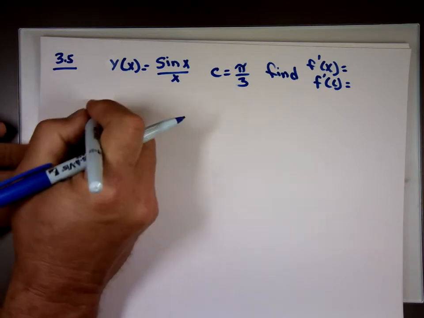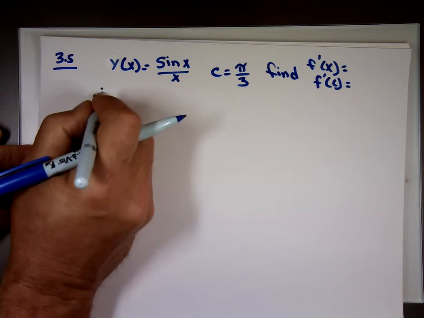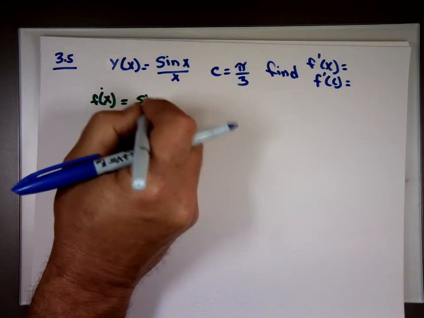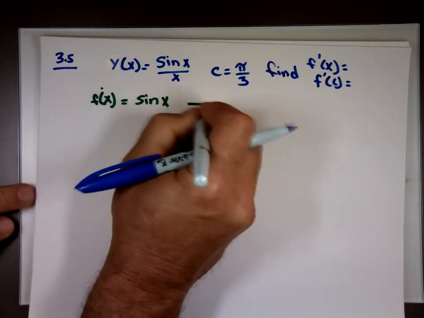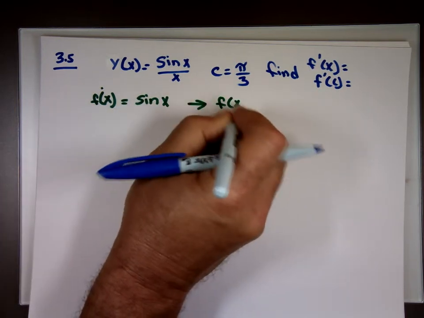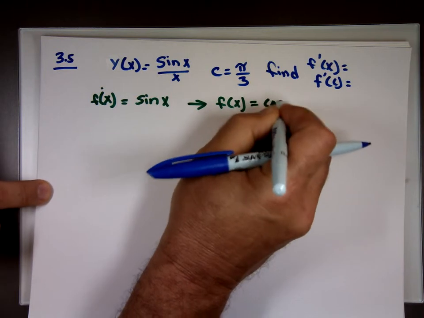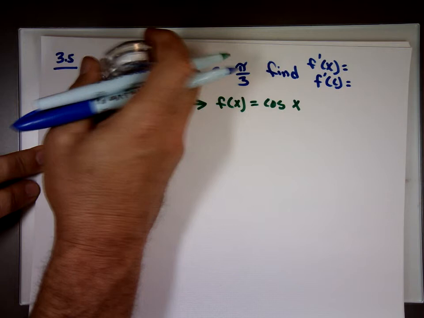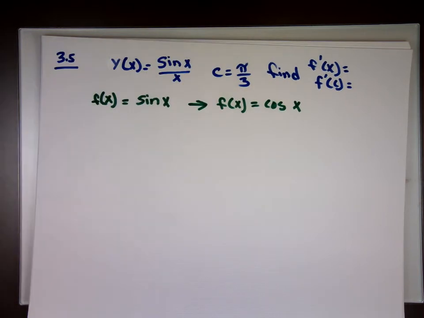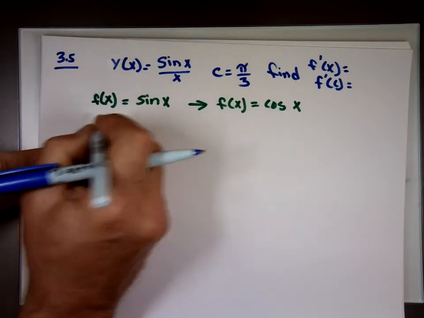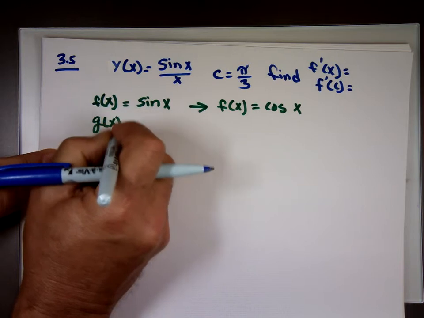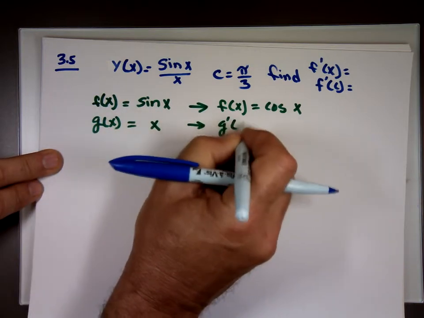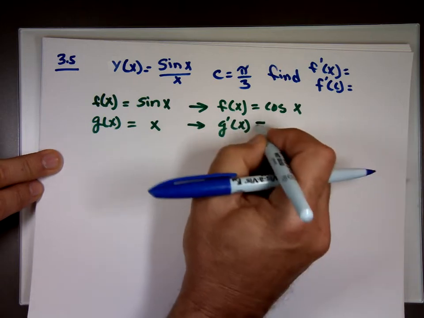I need f of x, which is the top, sine of x. And what's the derivative of sine of x? It's cosine x. There's nothing here. It looks like a dot, but there's nothing. And g of x is x, the bottom. What's the derivative of that? 1.